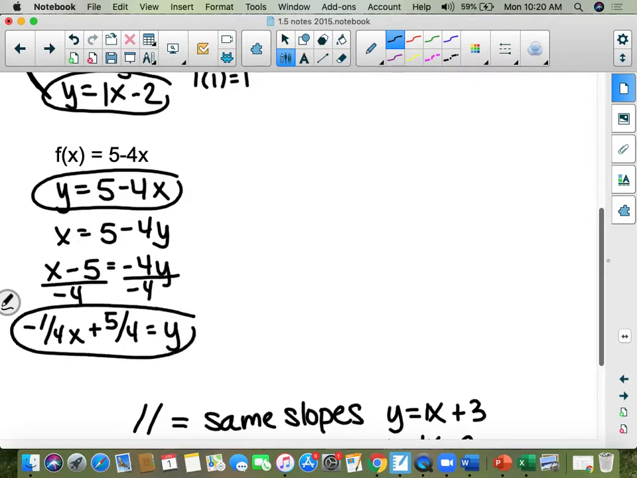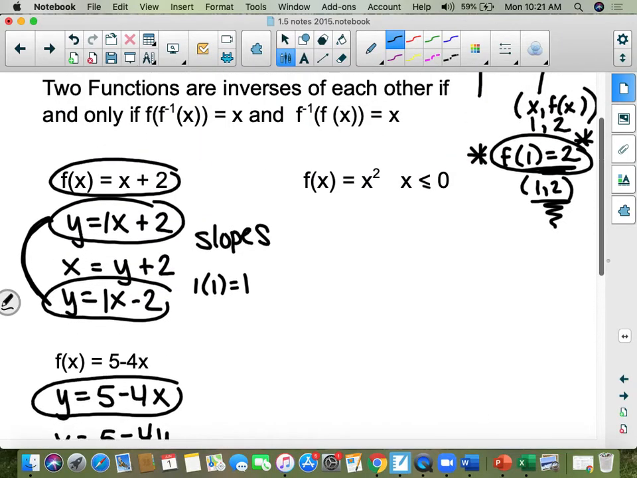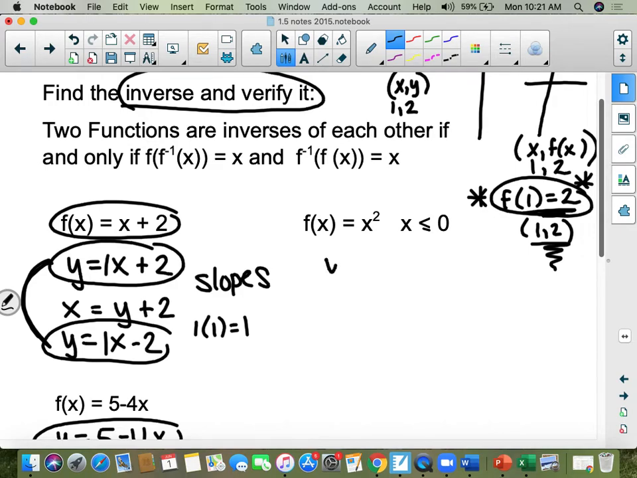The two circled ones are said to be inverses of each other. How do I check it? The slope of one and the slope of the other multiplied together has to equal 1. Let's do this one. This one's tricky. I'm going to put y is equal to x squared. So this is the same thing as this.